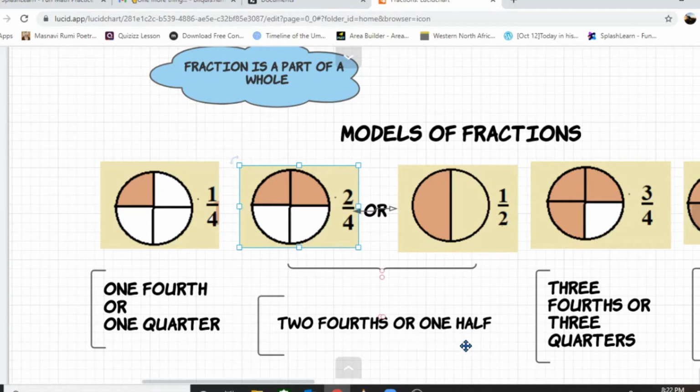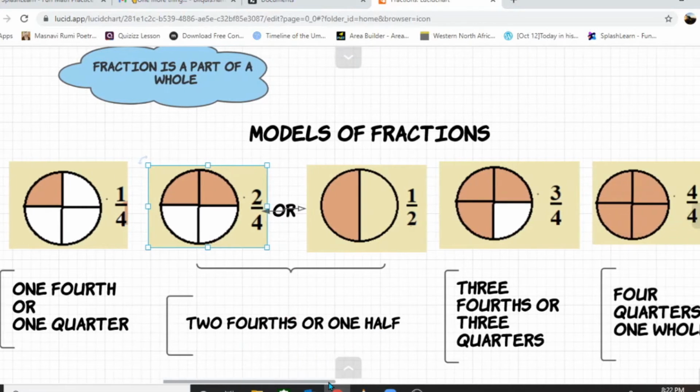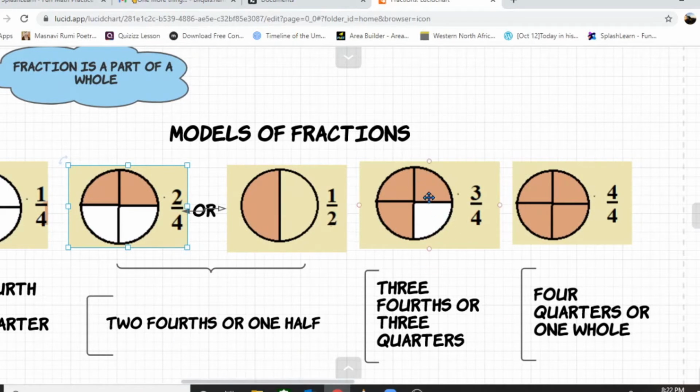And the simplified version of writing this fraction is 2/4 or 1/2. Now we have a similar figure with 3 shaded or colored parts. It will be written as 3 upon 4, and we will read this fraction as 3/4 or three-fourths.